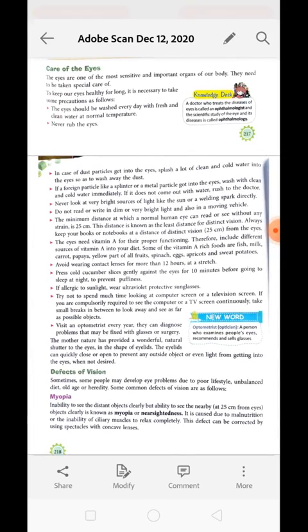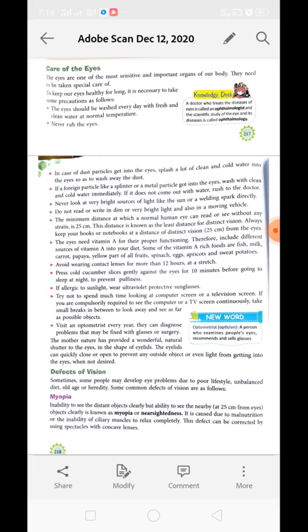We know that eyes are very sensitive and the most important organ of the body because they make us able to see. So to keep our eyes healthy, we need to follow certain precautions. The eyes should be washed every day with fresh and clean water at normal temperature. You are not allowed to wash your eyes with hot water or extremely cold water. Next, never rub the eyes. Rubbing of the eyes can damage your eyes if certain dust particles are there.